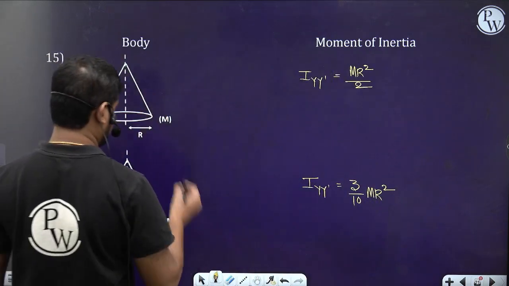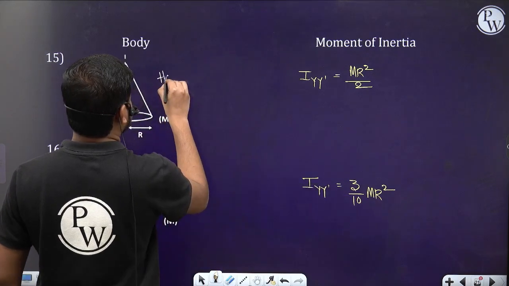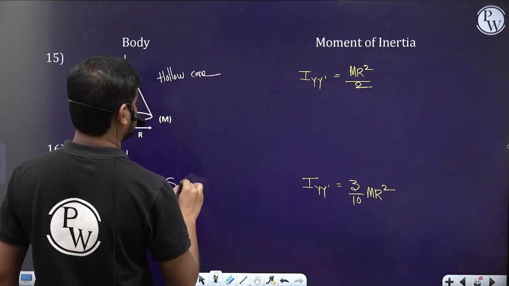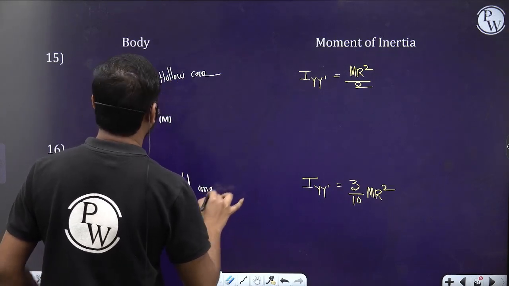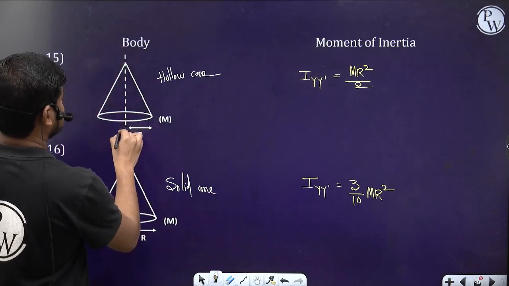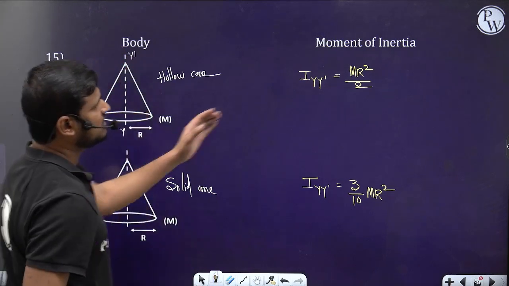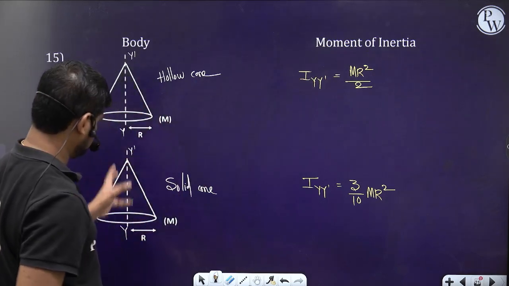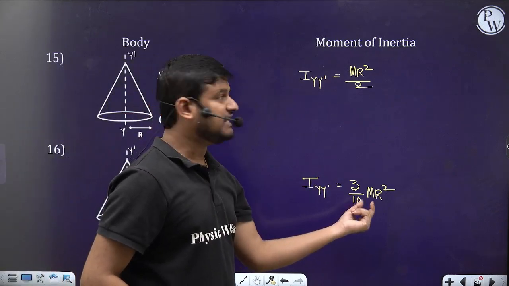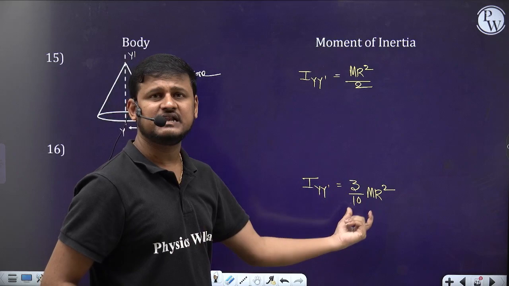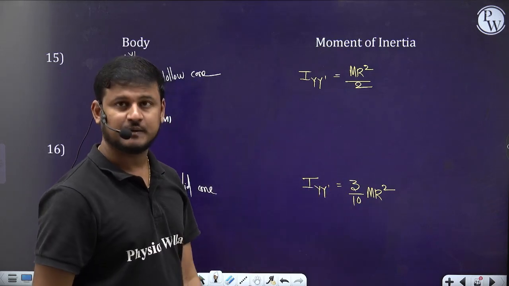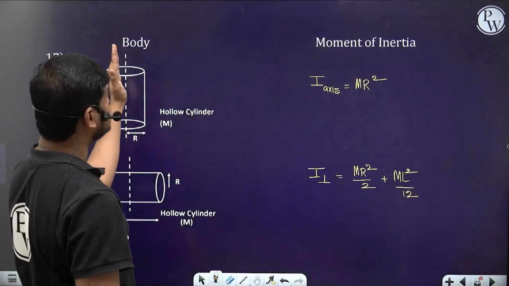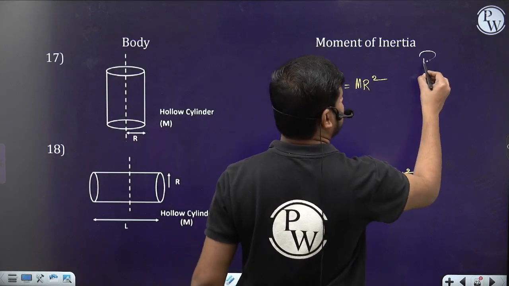Okay, then the cone. This is a hollow cone, the first one, and this one is a solid cone. For the hollow cone, about its y dash axis, this is the y dash axis, it is mr square by 2. And for the solid cone about its y dash axis, it is 3 by 10 mr square. Here mr square by 2, here 3 by 10 mr square. Clear? Chal. Now for the hollow cylinder, same as the ring.